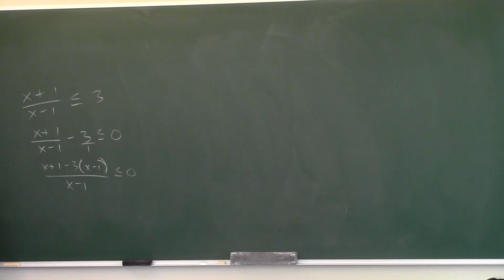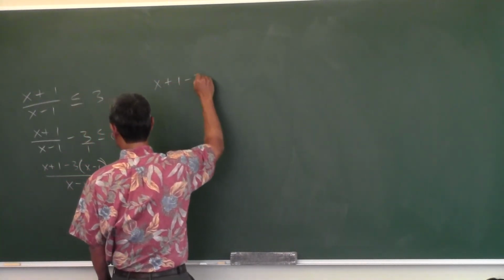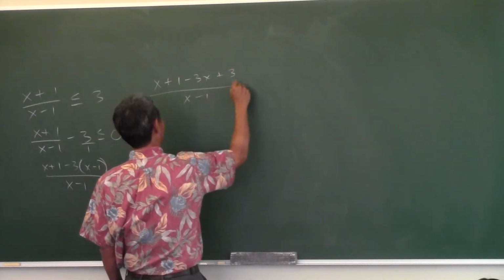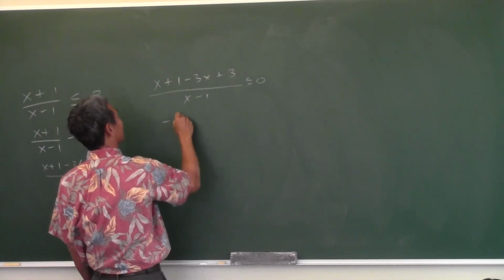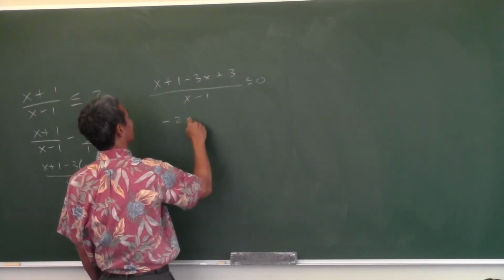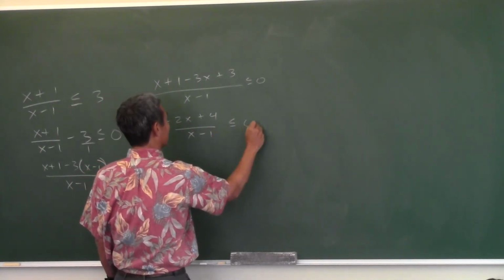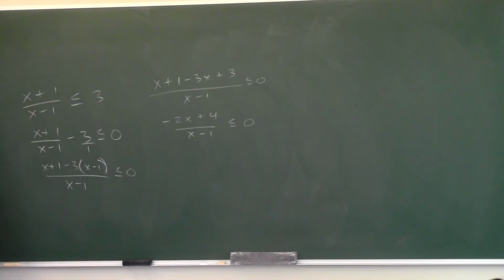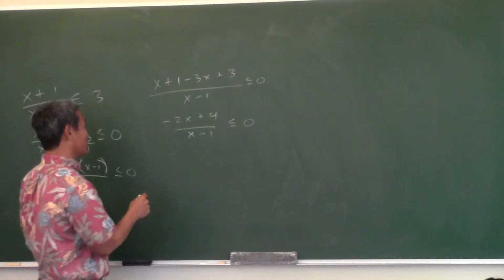Okay, so what's the next step? Simplify the numerator. Multiply it out. x plus 1 minus 3x plus 3. See, if you don't distribute that minus 3, it's a whole different problem. And so you get negative 2x plus 4 all over x minus 1 is less than or equal to 0. Now, you don't have to do this, but I like to do this. Like right now, if you want to, you can make a number line. Watch what I do though.